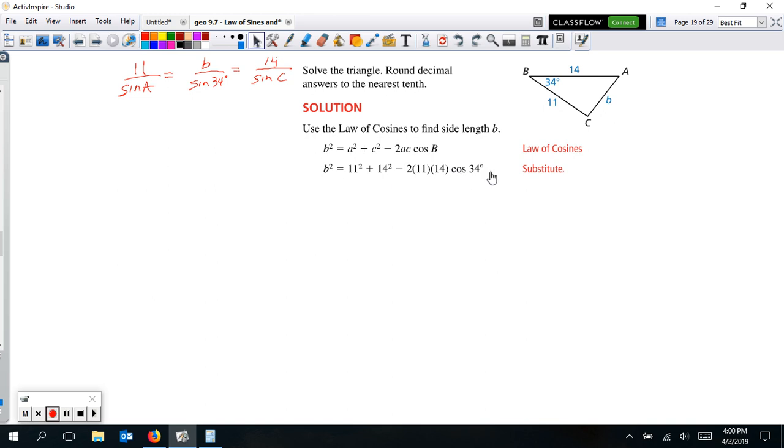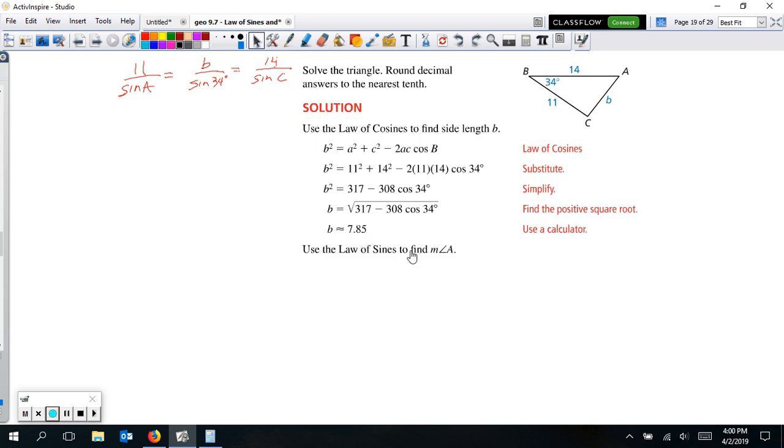So everything gets plugged into that, and we have a cosine of 34 degrees. We just calculate this all in the calculator, and eventually you're going to take the square root of both sides because you have a b squared here. As we go through this, we take the square root of all of that, and eventually get your side length of 7.85.